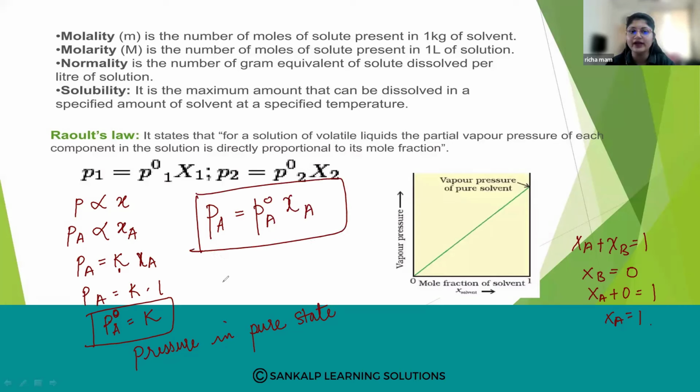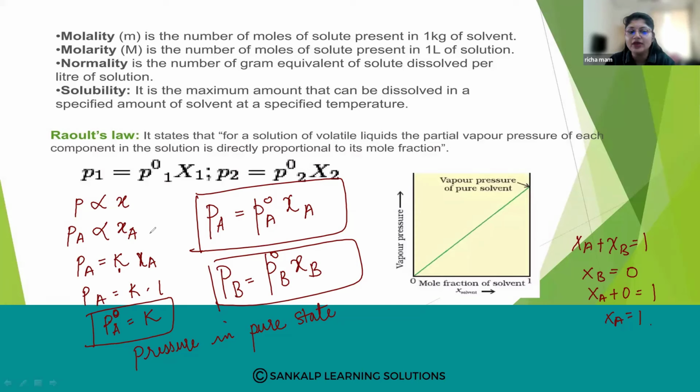Similarly, if I want to find the partial pressure of component B, PB is equal to P naught B into chi of B. So this is according to Raoult's law. What are P naught of A and P naught of B? These are the vapor pressures of the liquids in pure state. Pure state means it has no other liquid in it; only one type of liquid is present.